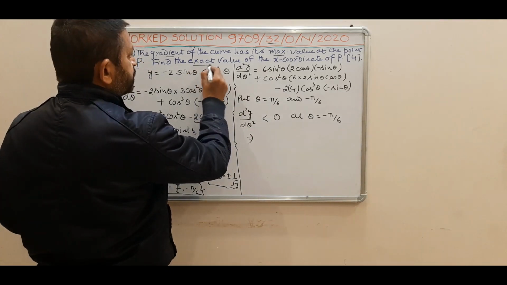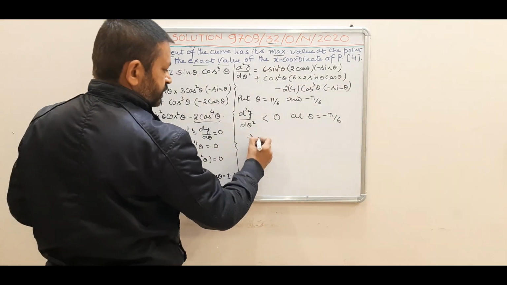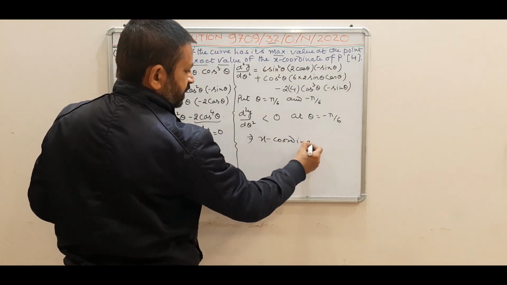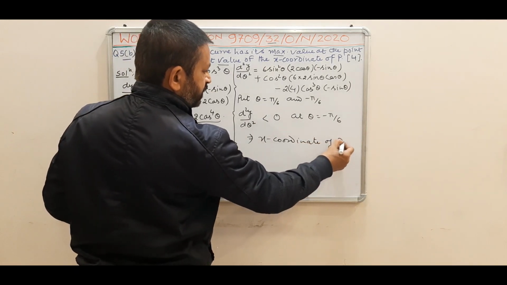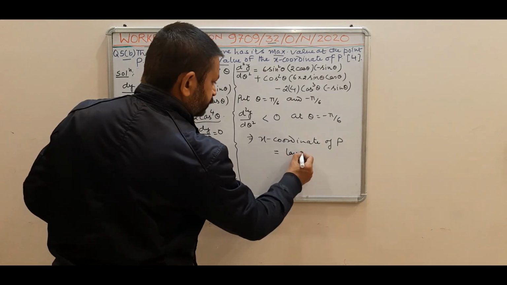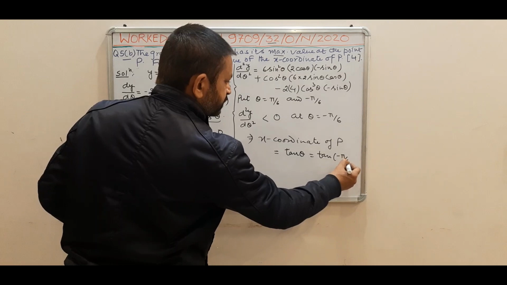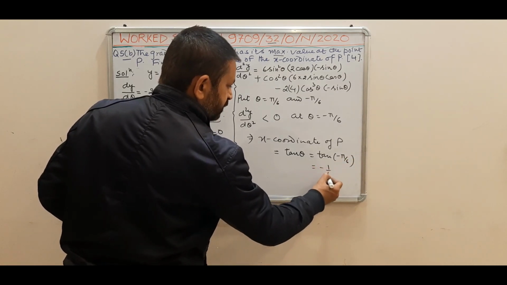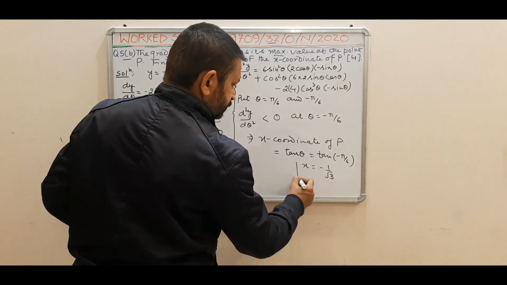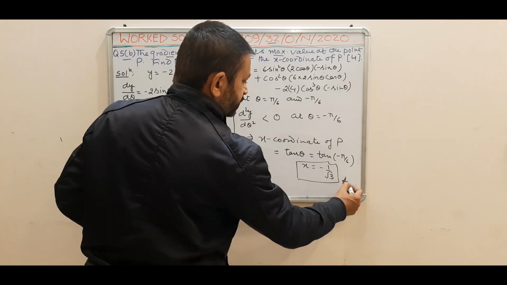Now what is asked? To find the exact value of the x coordinate of P. So the x coordinate of P will be, x was tan theta, so at P theta is minus pi by 6, so it will be minus 1 upon root 3. So this will be the exact value of the x coordinate.